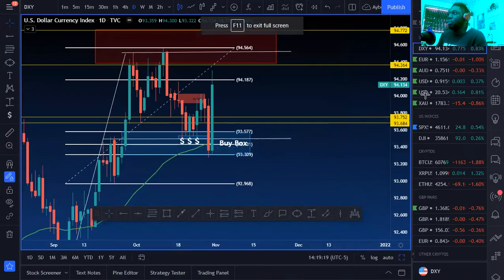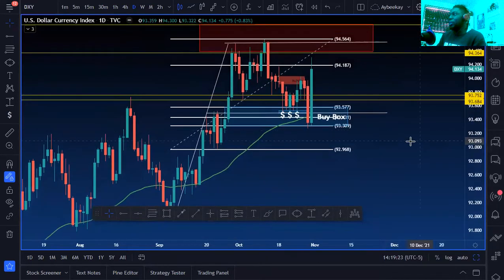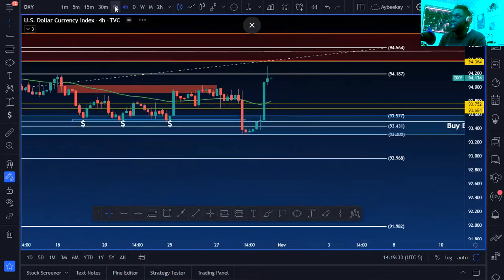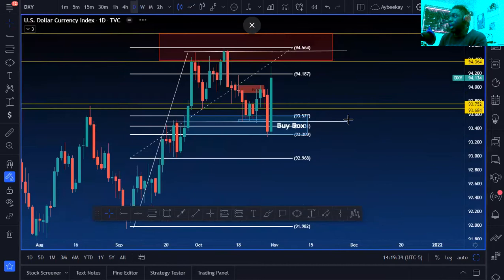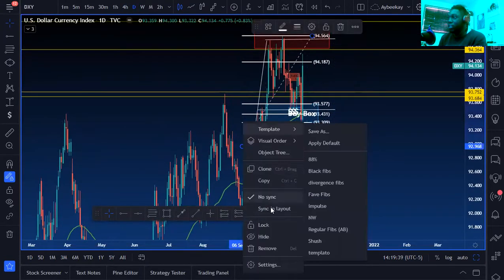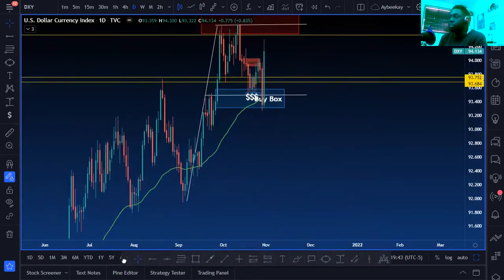Let's see what the DXY did. I remember last week I was saying that I wanted to see the DXY come to this buy box and then end up pushing to the upside, because I was still feeling bullish on it. That's what I have, this bullish flag here. Let me go ahead and hide this fib real quick so you guys can see it better.